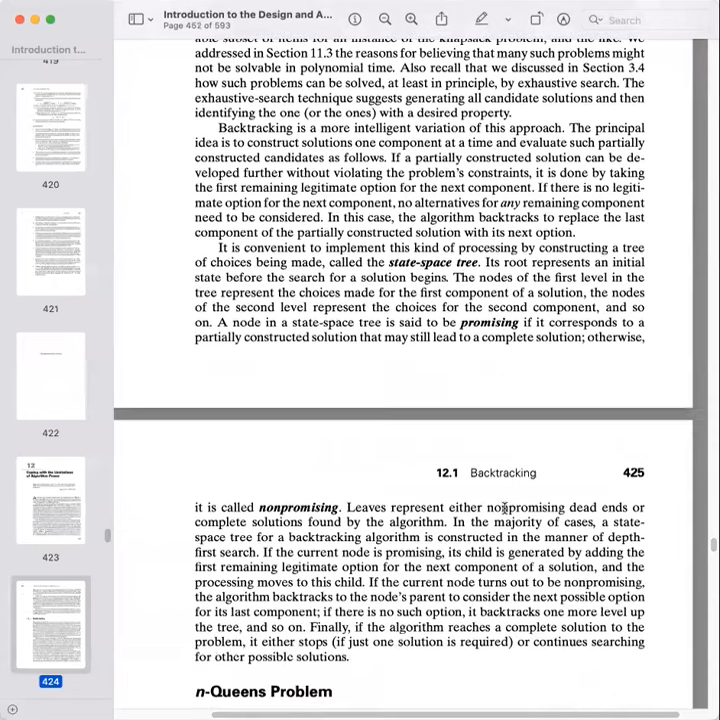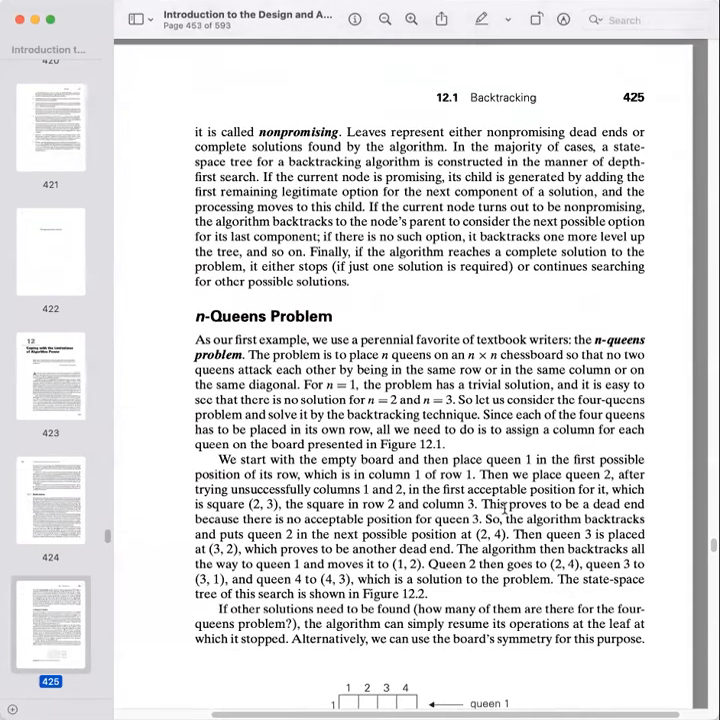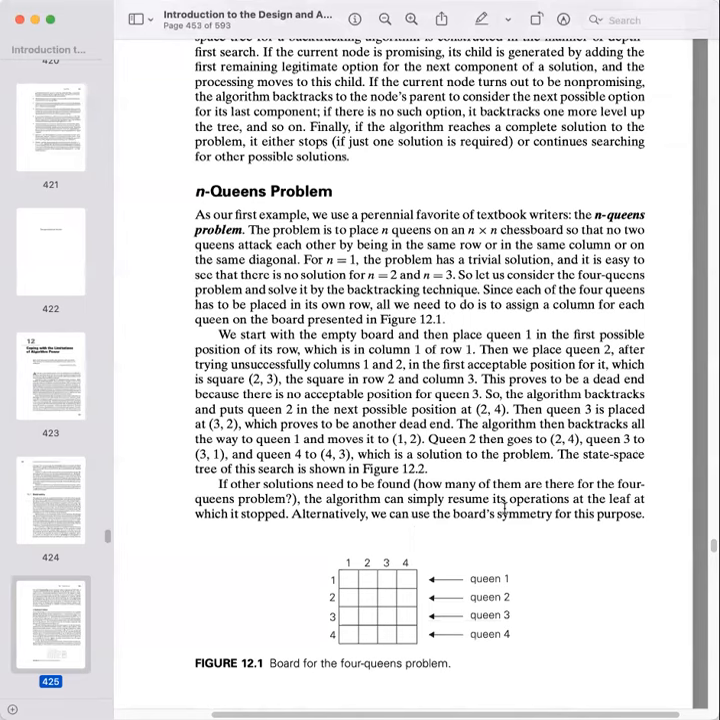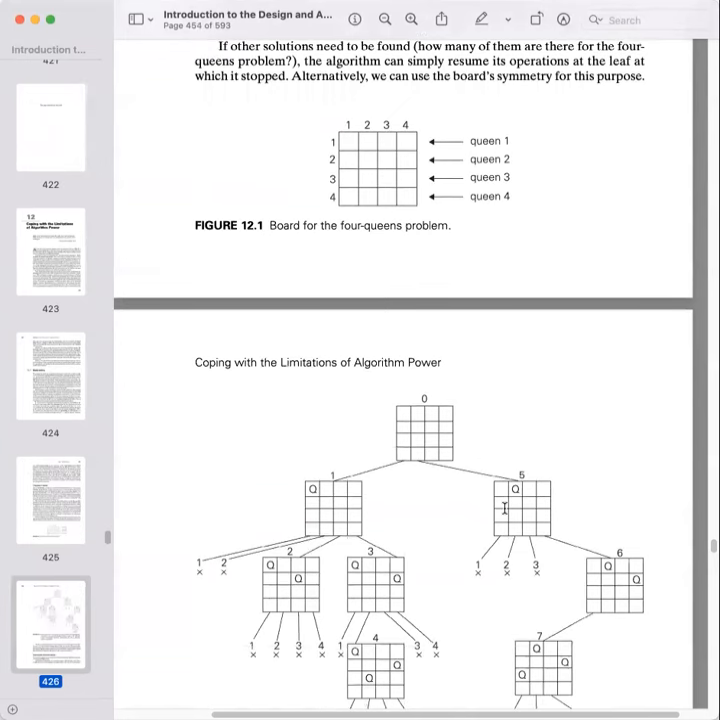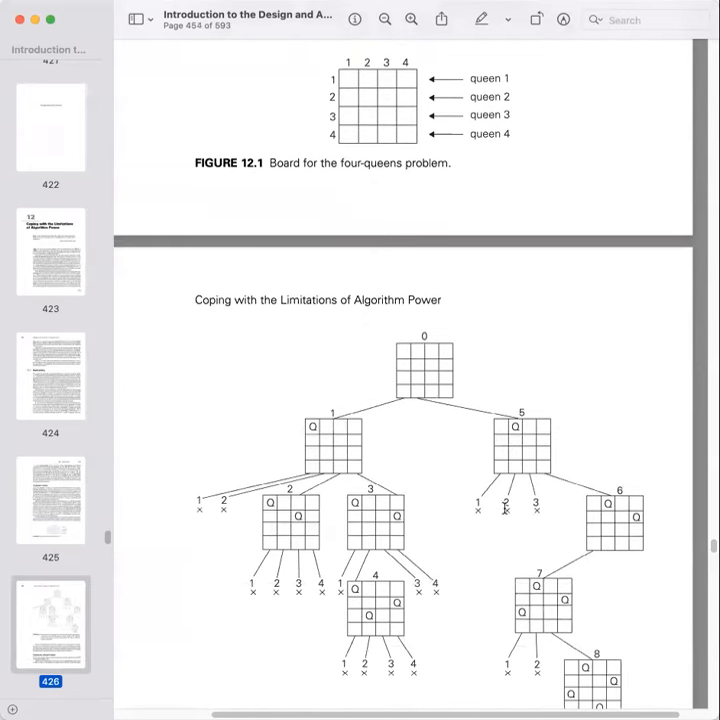Backtracking can be used for any problem. They give an example here of the n queens problem. Backtracking is going to work in a depth first fashion. It's going to try something. If it works, it's going to make the next move. So again, this is the 4 queens problem.